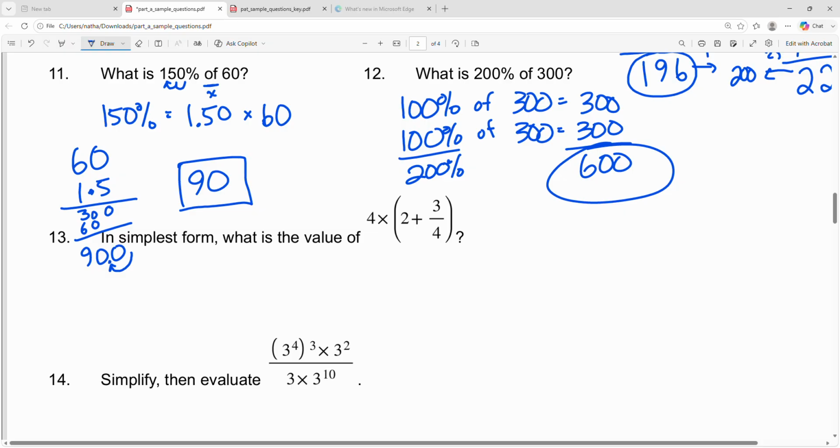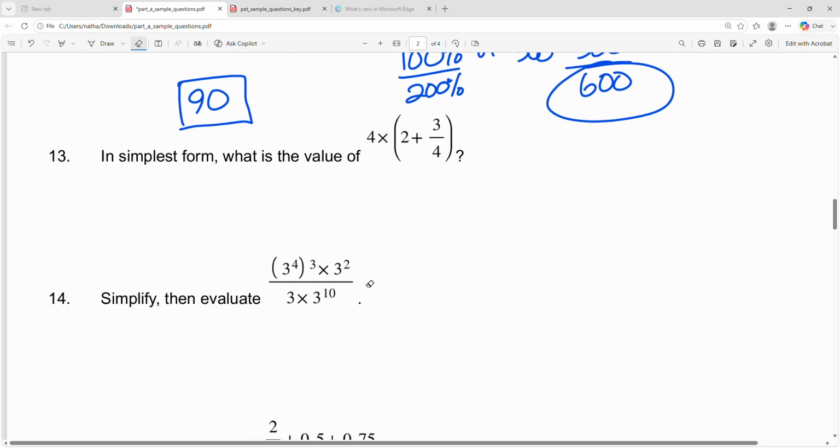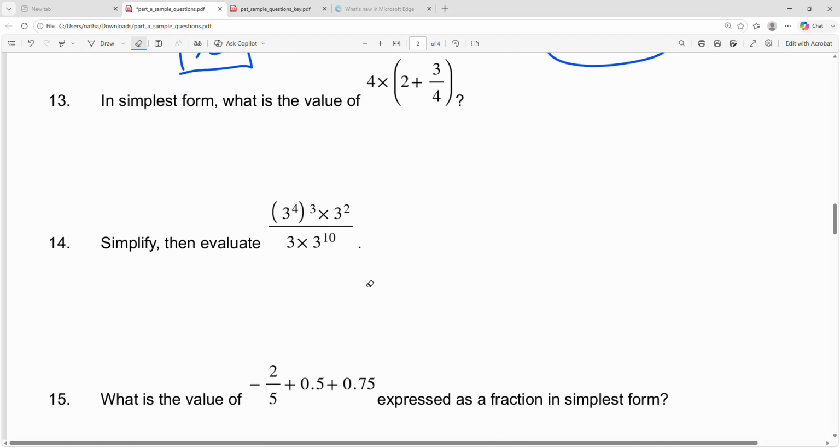All right, let's keep moving on. Okay, in simplest form, what is the value of this expression? So we've got to think of order of operations. There's a couple ways to do a problem like this. One thing I notice right away is I've got a 4 in my denominator here. And if I can do things to kind of get rid of fractions, I'm going to want to do that.